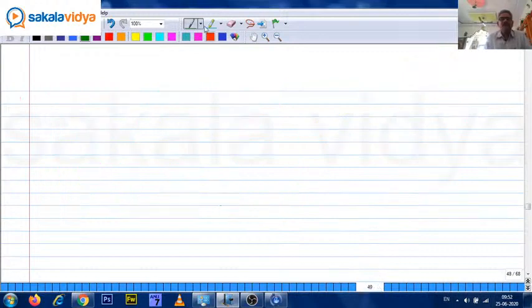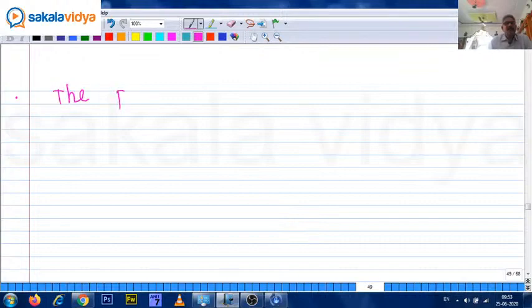Next concept. Instead of T1, T2, for example, the point of intersection of the tangents drawn at A(x1, y1) and B(x2, y2). That means in Cartesian form also we can find out the point of intersection. So let us discuss the concept.